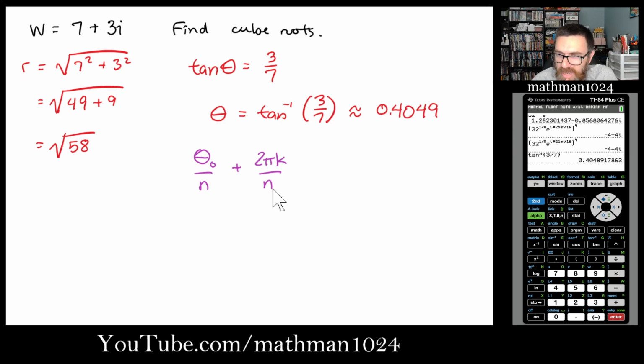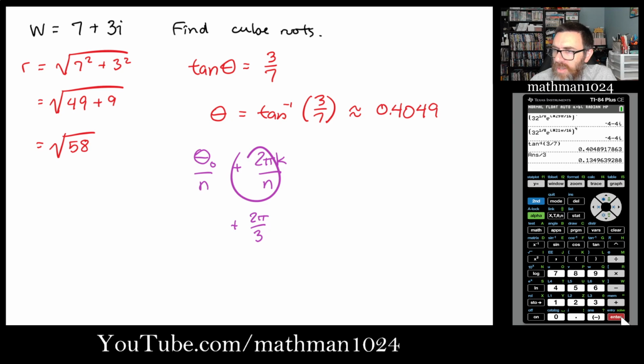So since we have 2 pi over n, for us that's going to mean that we're going to add 2 pi over 3 each time, right? But we have to start off with the correct theta, though. So for the first one, it's going to be this guy divided by 3. So let's go ahead and start writing our answers.